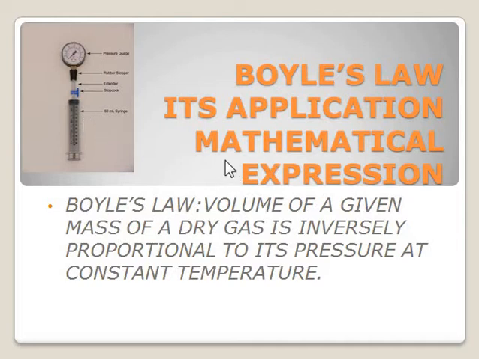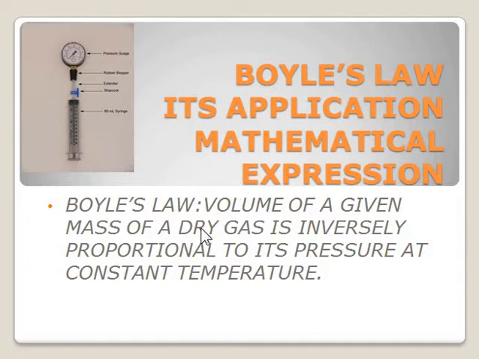So Boyle's law means the volume of a given mass of a dry gas is inversely proportional to its pressure at constant temperature. So you have noticed the syringes. In a syringe there's a piston. In Holi, when you use that pichakari also, you can find the piston out there. So when you compress that piston, what happens to the volume? The volume decreases. So when the pressure is more, the volume decreases, and when the pressure is less, the volume increases. So this is the meaning of Boyle's law.